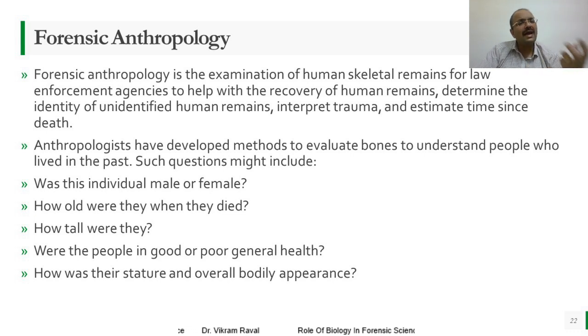So how are you going to match that? Neither the person is available, nor any of his other samples, then how do you correlate, how do you establish the identity of that particular person? Forensic anthropology is a very good field that comes in handy here. Forensic anthropology is the examination of human skeletal remains for law enforcement agencies, and it helps with recovery of human remains, determining the identity of unidentified remains, interpreting trauma, and estimating time since death.